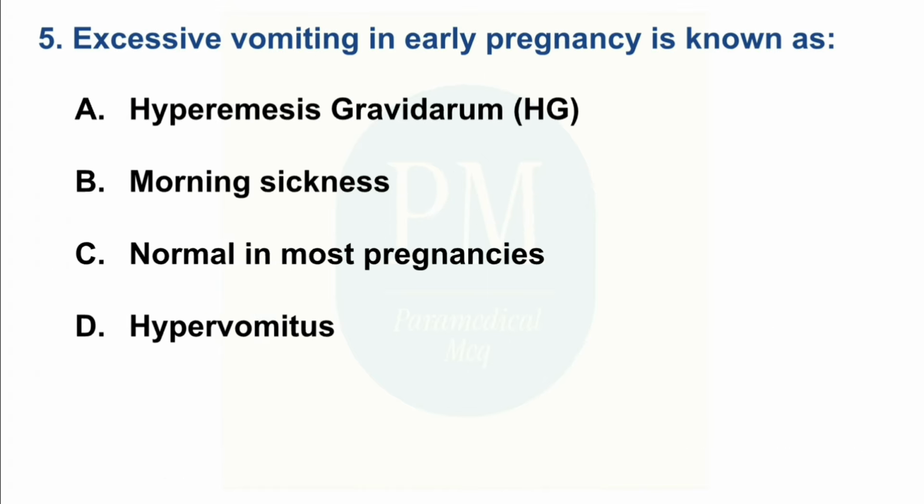Excessive vomiting in early pregnancy is known as option A, hyperemesis gravidarum HG, option B, morning sickness, option C, normal in most pregnancies, option D, hypervomitus. The correct option is option A, hyperemesis gravidarum HG.